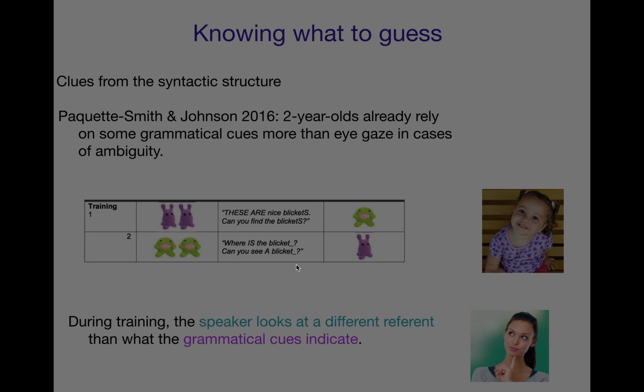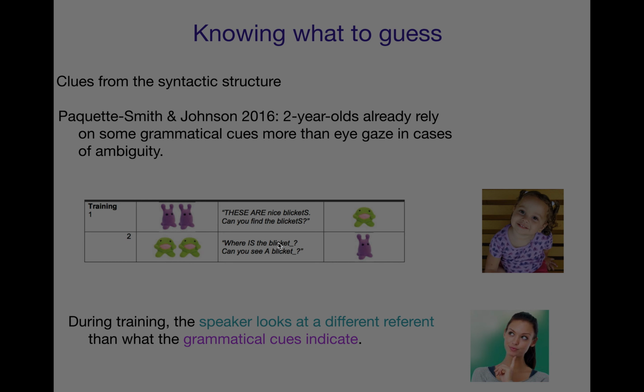And they can do the same thing with singular. So where is the blicket? Can you see a blicket? And again, with adults, even if we have no idea where the speaker is looking, the is and the a say, oh, there's only one of these things, I must be looking at this rather than these guys. But again, for the training part of this study, they would say this, where is the blicket? Can you see a blicket? And they would be looking at the two green guys, right?